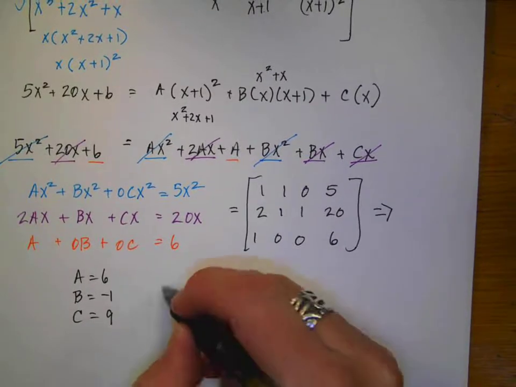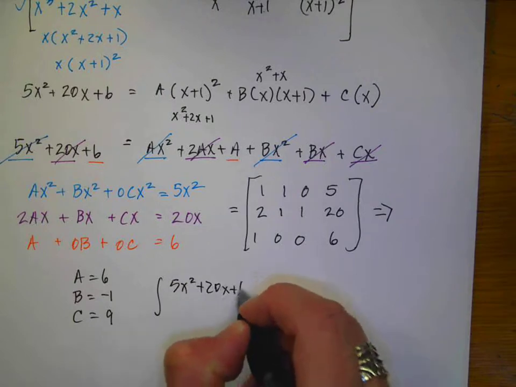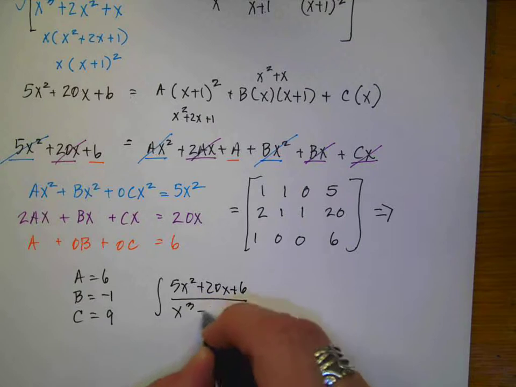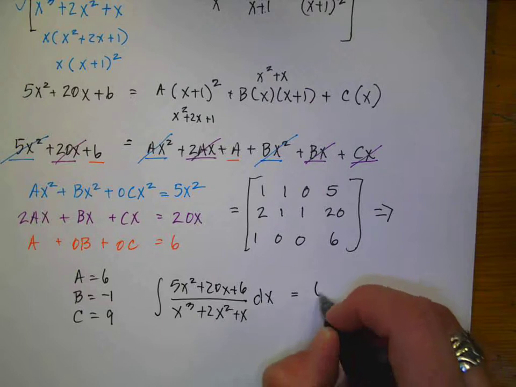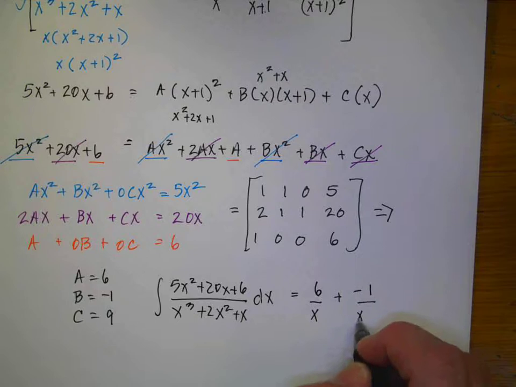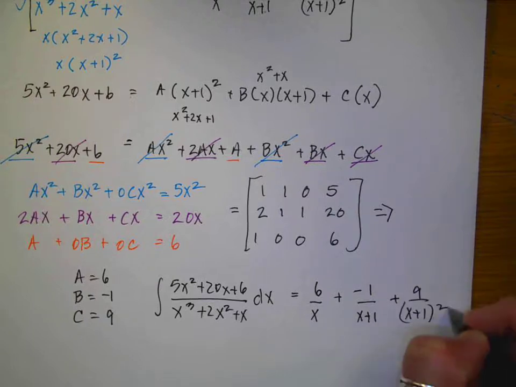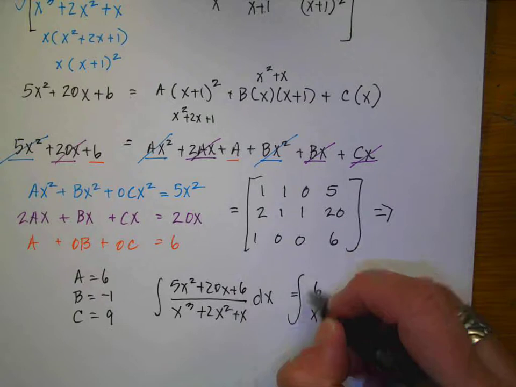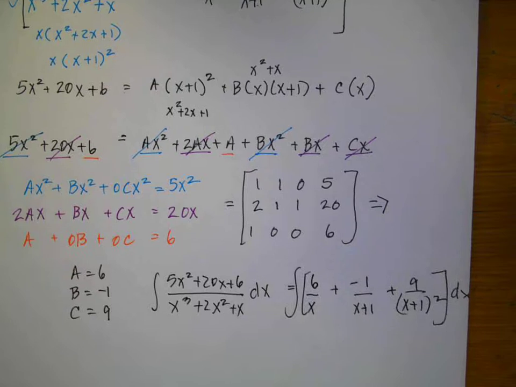So now I can split my given integral up, and it looks fairly polite. So my original integral of (5x squared plus 20x plus 6) over (x cubed plus 2x squared plus x) dx is equal to 6 over x plus negative 1 over x plus 1, and then plus 9 over the (x plus 1) quantity squared. And then make it look pretty. Now we're done and ready to integrate.